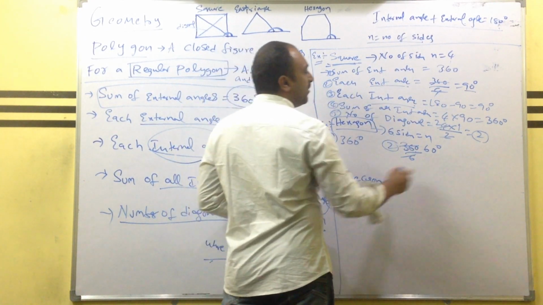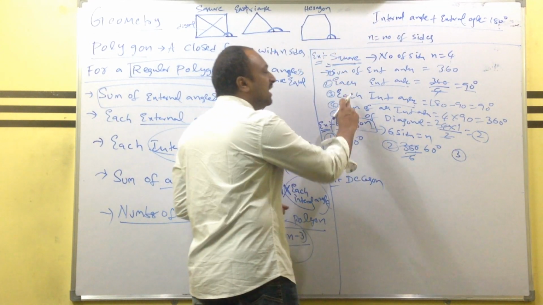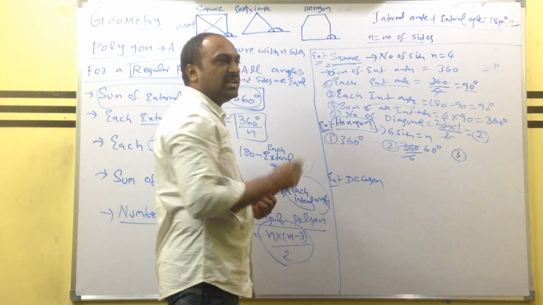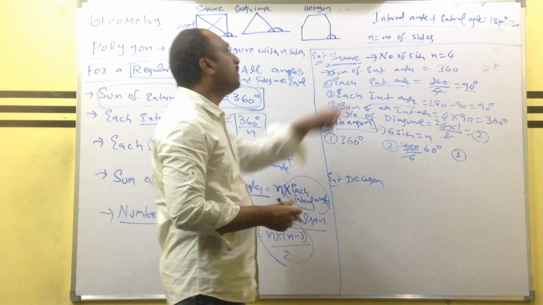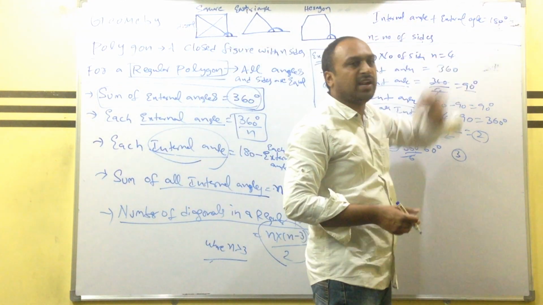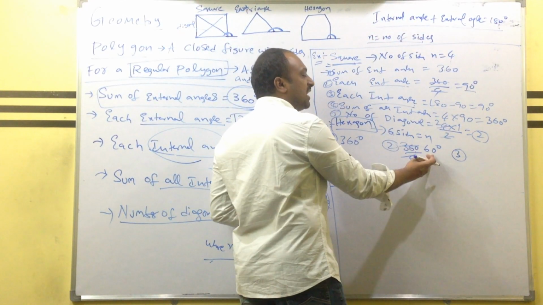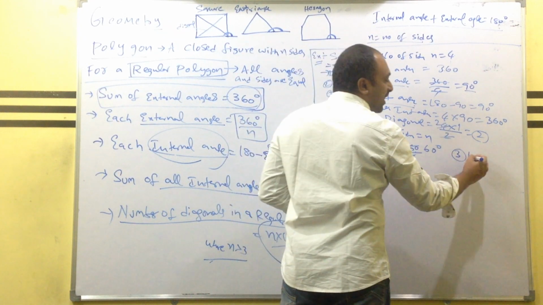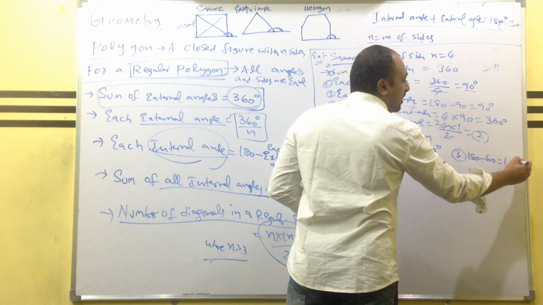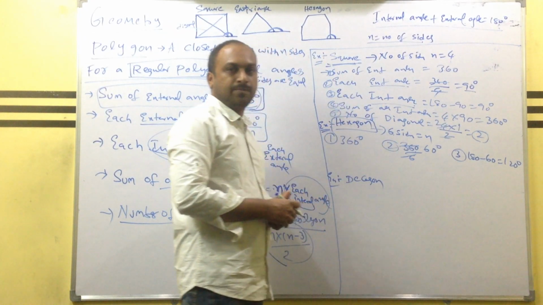And now tell me the third question. What is each internal angle? Each internal angle plus external angle is equal to how much? 180. Already you have the external angle as 60, so 180 minus 60 is equal to 120 degrees, which is each internal angle.